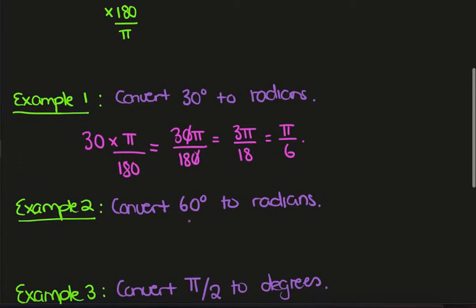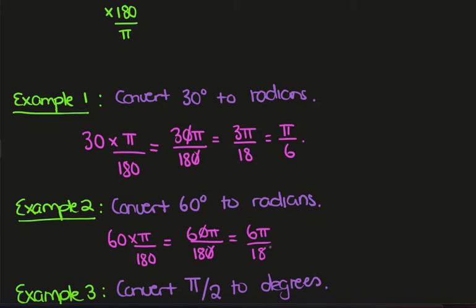Let's look at 60 degrees. So if we have 60 degrees, we want to multiply by pi and divide by 180. So we'll end up with 60 pi on 180. The zeros will cancel. So we'll have 6 pi on 18. And now just divide by 6. And we end up with pi on 3.